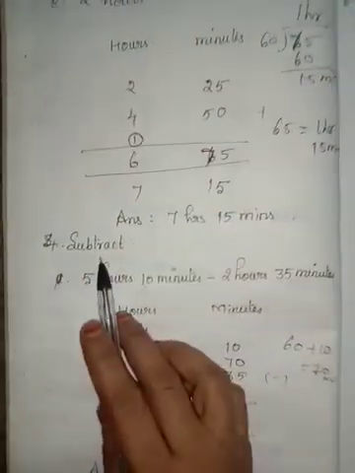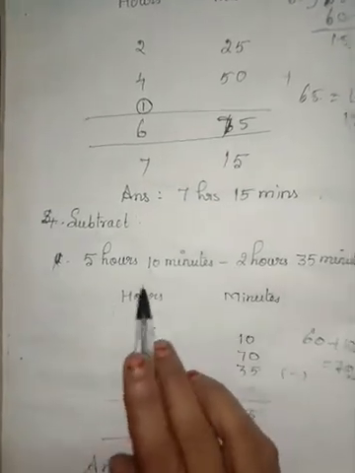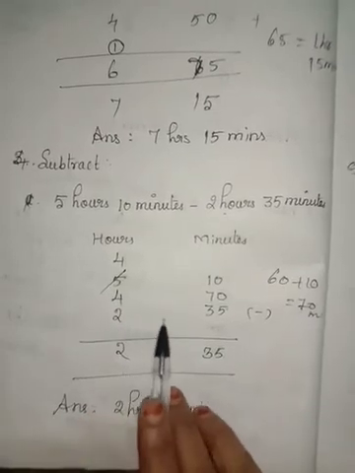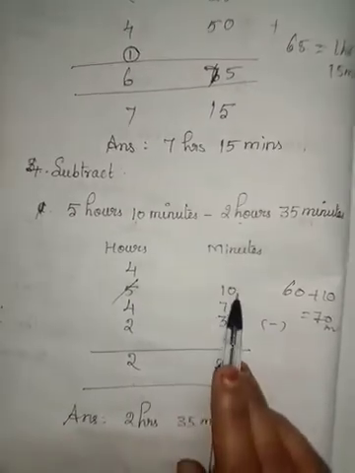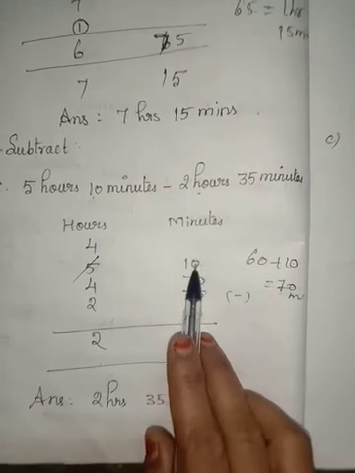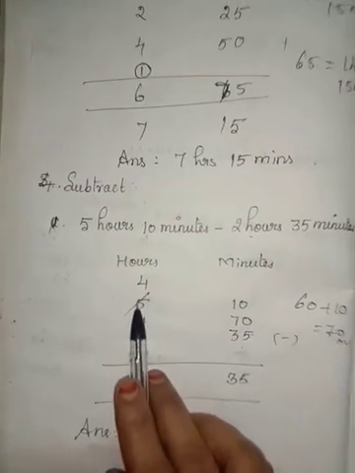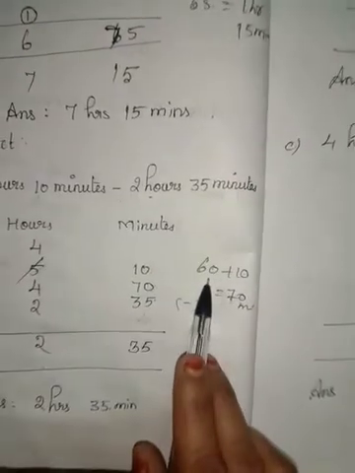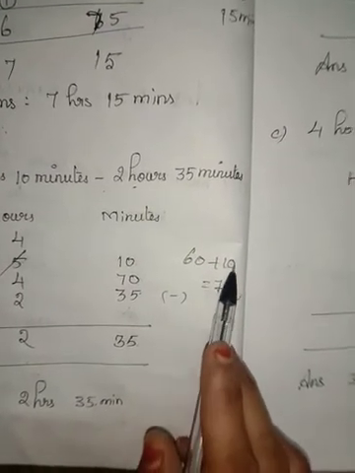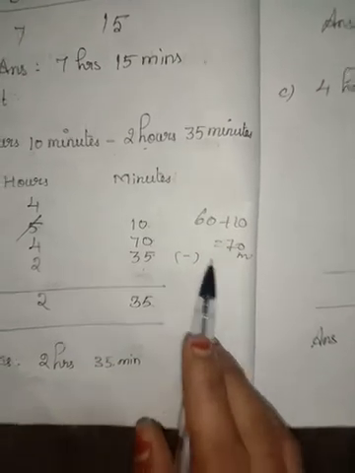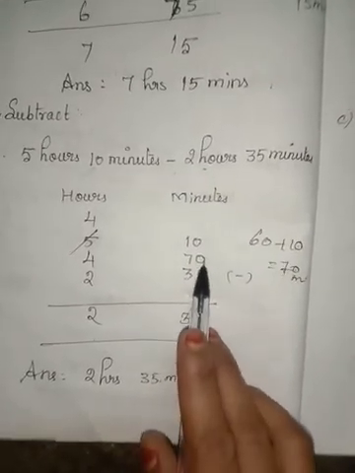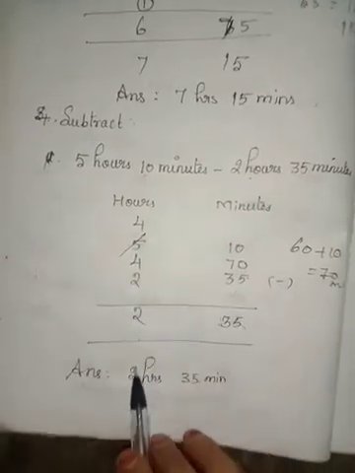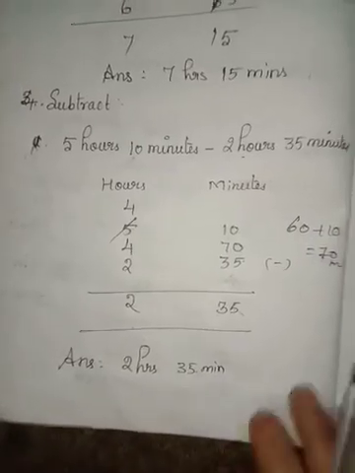Okay ma'am, now we are going to see the subtraction. 5 hours 10 minutes minus 2 hours 35 minutes. We have to subtract 2 hours 35 minutes from 5 hours 10 minutes. 35 cannot be subtracted from 10. So we should borrow 1 hour from 5, that is 60. So now it becomes 60 plus 10, we get 70. So we subtract 35 from 70, we get 35. Similarly, subtract 2 from 4, we get 2. The answer is 2 hours 35 minutes.